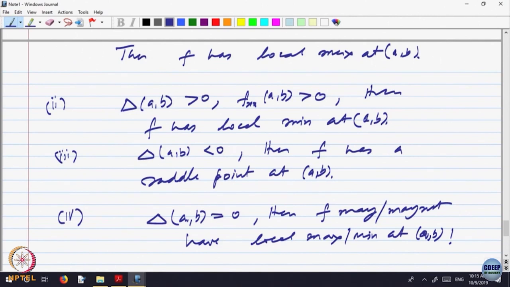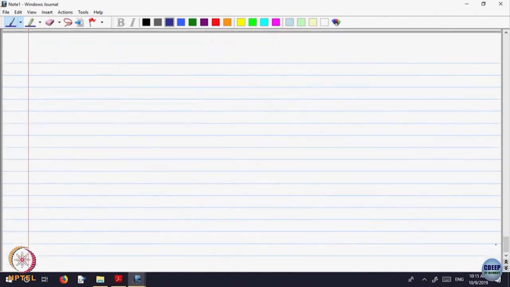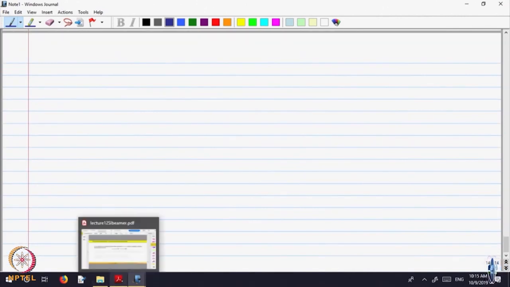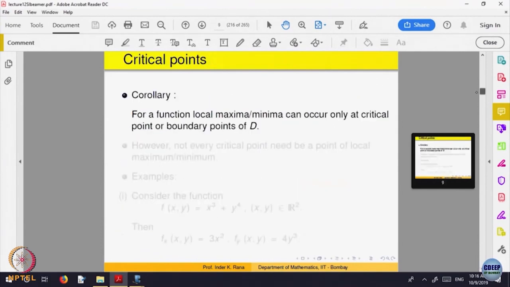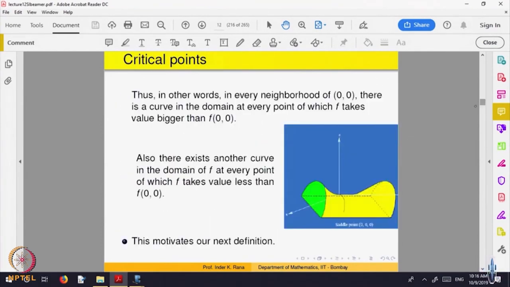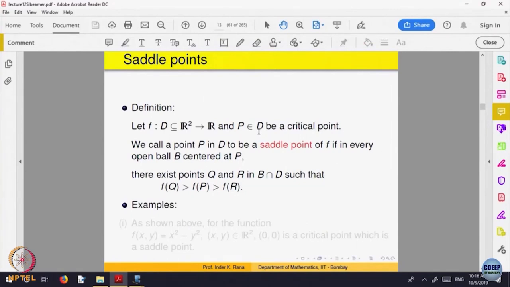So let us look at some examples to illustrate that. Probably, because that will involve some computation, whatever I have said is there. So let us look at some examples. This is what a saddle point looks like, a better picture. If you go along this, there is a maximum, and along this there is a minimum. So that is a saddle point. Once again, the definition: a point P belonging to the domain is a saddle point if there is a point where the value is bigger than the value at that point, and also there is a point where the value is smaller.